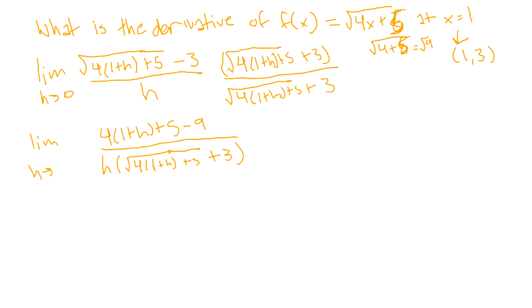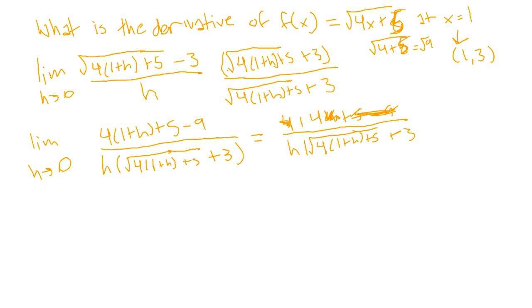So we have our limit as h approaches 0. Now let's distribute out everything on the top. We get 4 plus 4h plus 5 minus 9, all over h times that big square root function, 4 times 1 plus h plus 5 plus 3. We have a 4 plus 5 minus 9, which all cancels out, so we are left with just this 4h over h, and we can cancel out these h's.